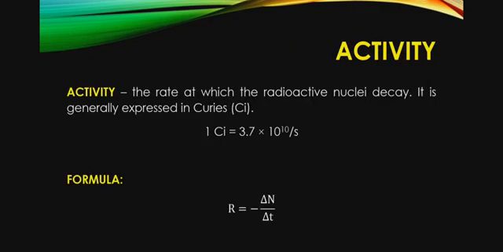Activity is the rate at which the radioactive nuclei decay. It is generally expressed in curies. Primary curie: 1 Ci, or 1 curie, is equal to 3.7 times 10 raised to 10 decays per second.